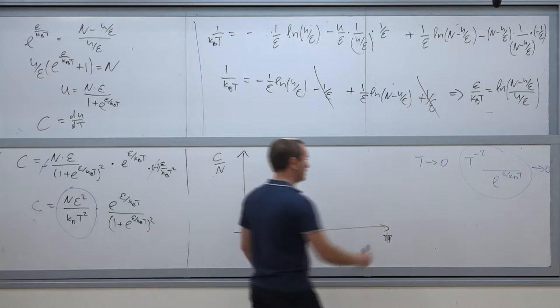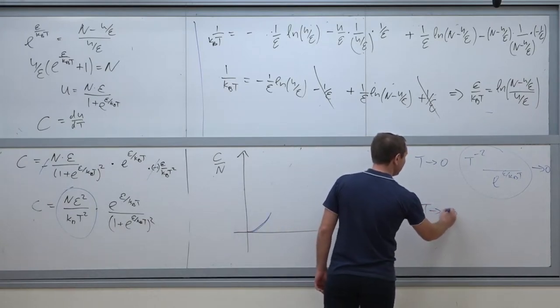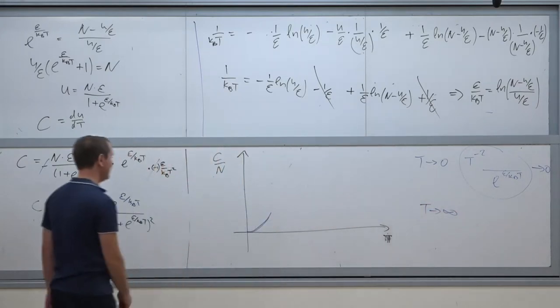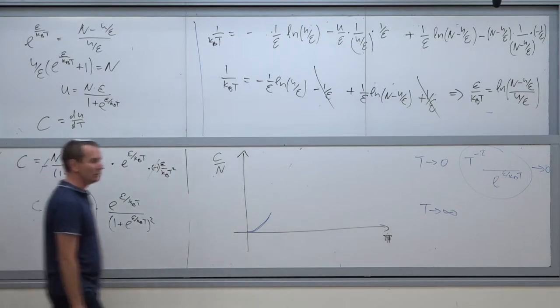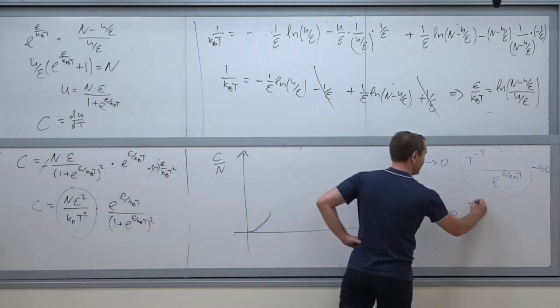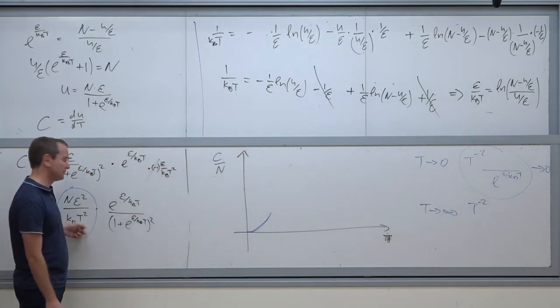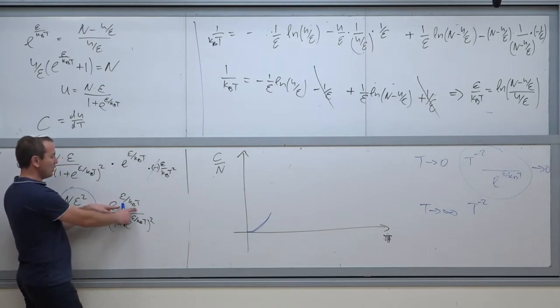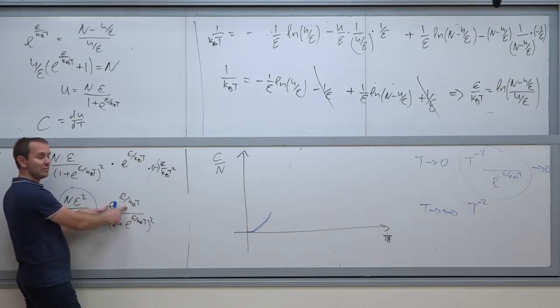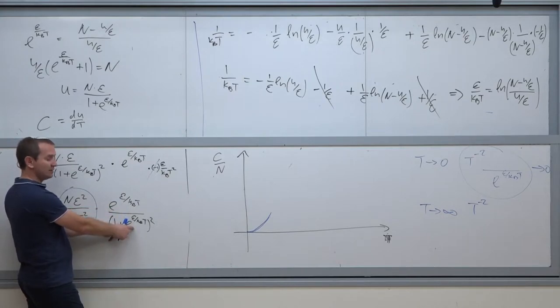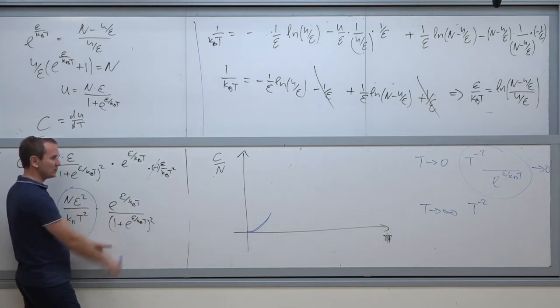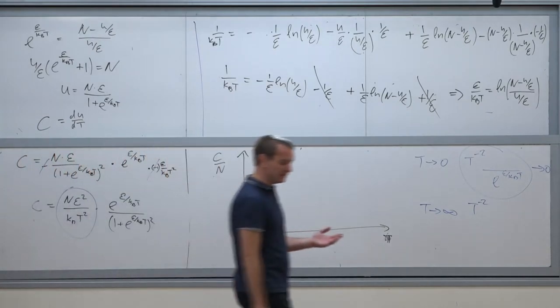Okay, what happens when t goes to infinity? So when t goes to infinity, again, this is t to the power minus 2. So it's a decaying function, at least this leading term over here. When t goes to infinity, it's e to the power of 0, so this one goes to a constant number, 1. Here, the same happens. T goes to infinity, this goes to 1, so it's 1 plus 1 to the power 2. I completely don't care. The t-dependence dies off.